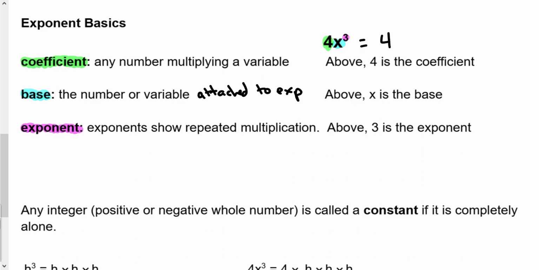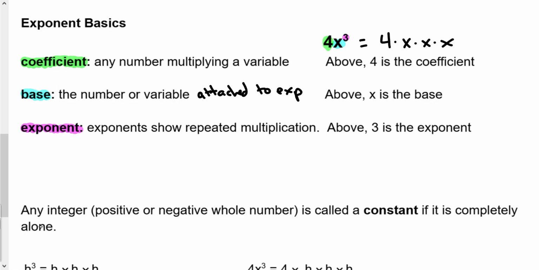It would be 4 times not just 1x. That x is happening 3 different times. See, x times x times x. So this expression is the same as this one, but we love exponents so that way we don't have to repeat it over and over and over again. But you can see the repeated multiplication that the exponent was representing.